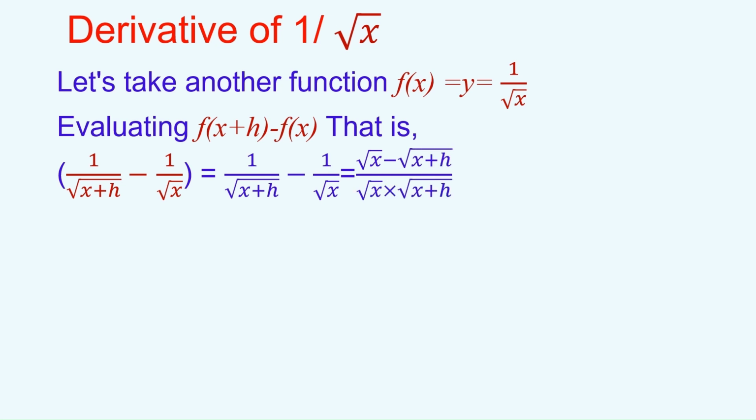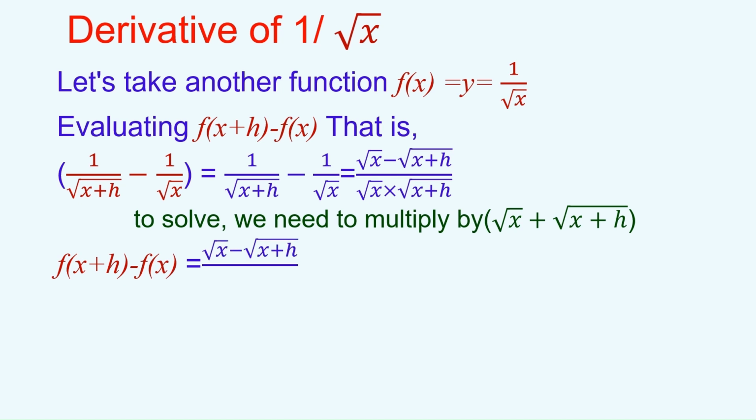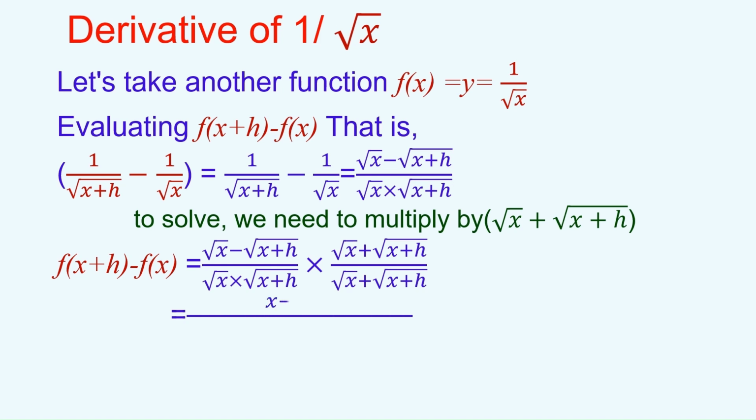equals (square root of x minus square root of (x + h)) whole divided by square root of x times square root of (x + h). To solve, we need to multiply by (square root of x plus square root of (x + h)). So f(x + h) - f(x) equals (square root of x minus square root of (x + h)) whole divided by square root of x times square root of (x + h), times (square root of x plus square root of (x + h)) whole divided by (square root of x plus square root of (x + h)).